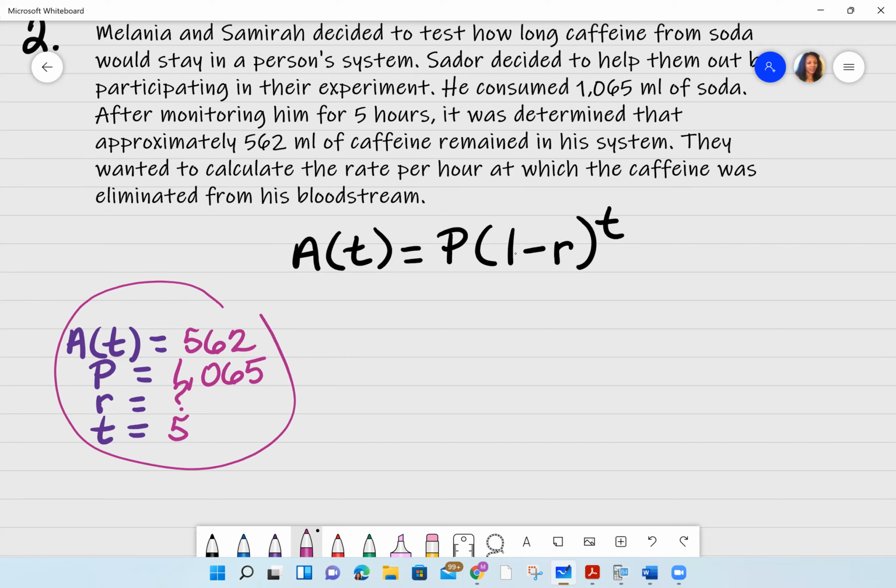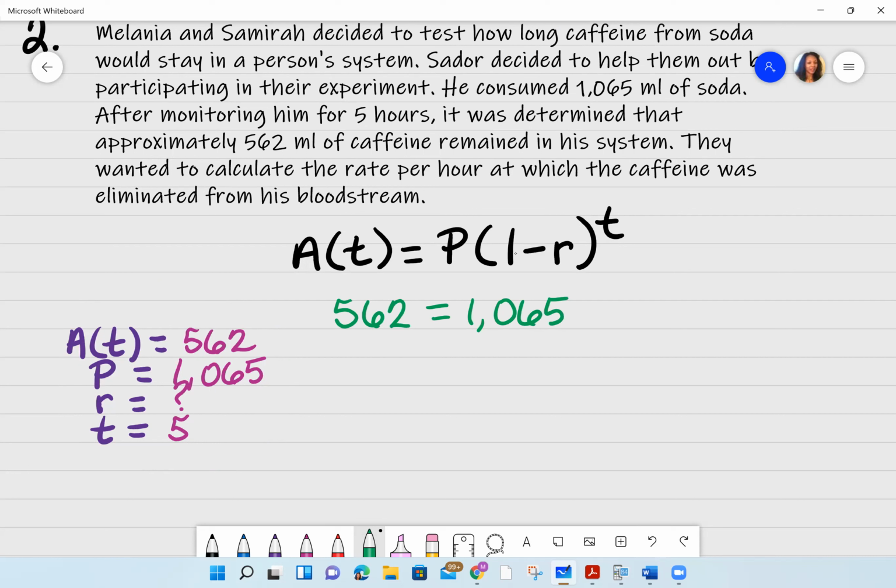So now I just take this information based off of where the variables are located in the formula. That's where I'm going to place my number. So A of T is 562. That's placed before my equal sign. P is 1,065, and that's placed after my equal sign, times the quantity of 1 minus, I don't know my rate. That's what I'm trying to find out. T is to the 5th power. What I want to do is isolate my exponent. So what's stopping it from being by itself is this 1065. So I have to not only divide it on that side, I also have to divide it on the other side.